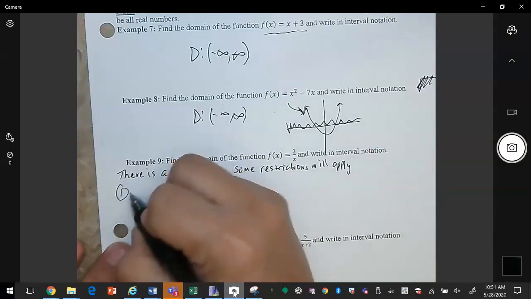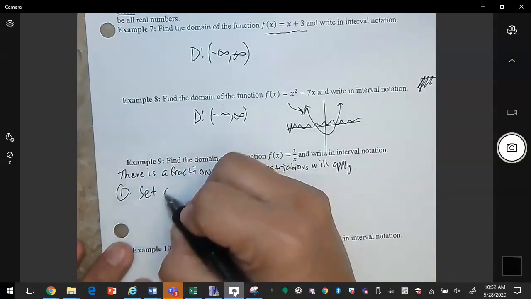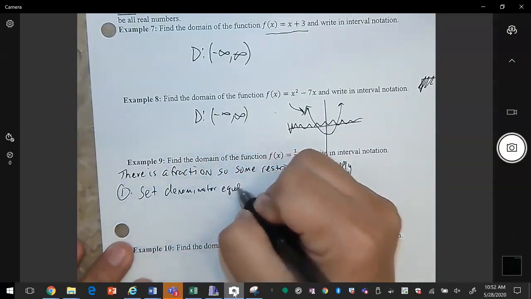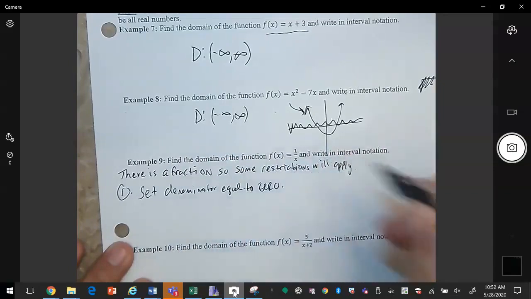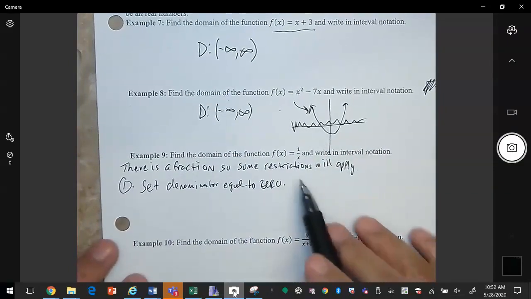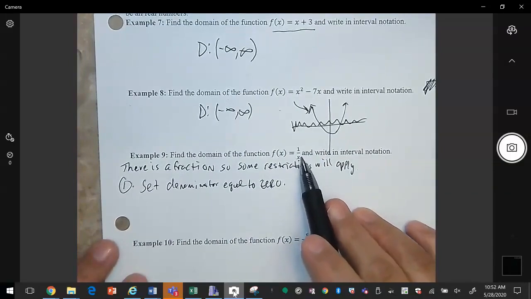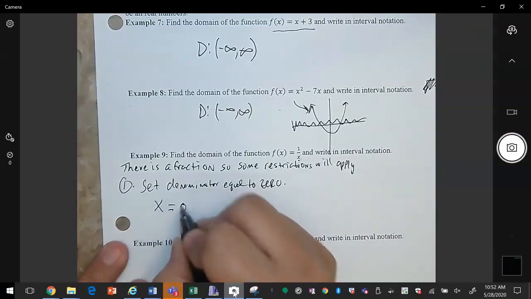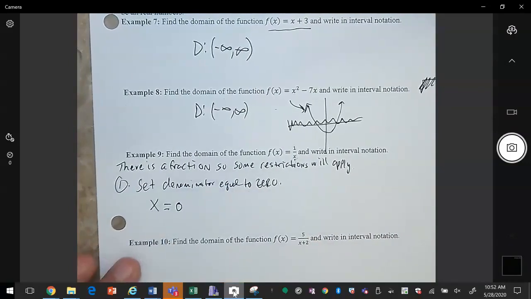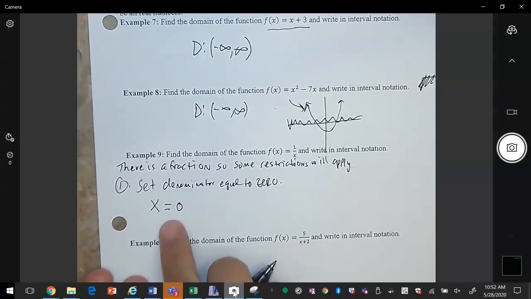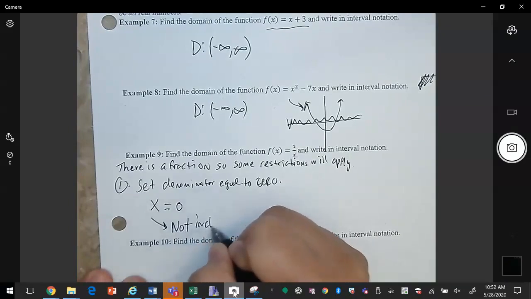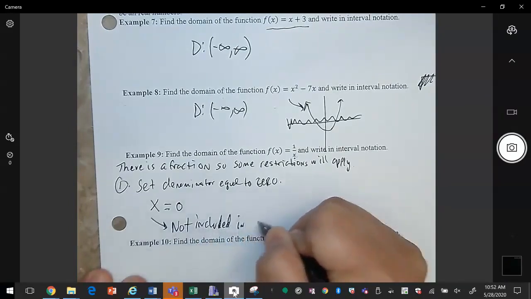So to find those restrictions, the first thing we want to do is set the denominator equal to 0. So basically the restriction, if you have a fraction, is any number that gives you a 0 here. Why? Because we cannot divide by 0. So the denominator here is x, and I'm going to set it equal to 0. And so this answer that you get is not included in the domain.